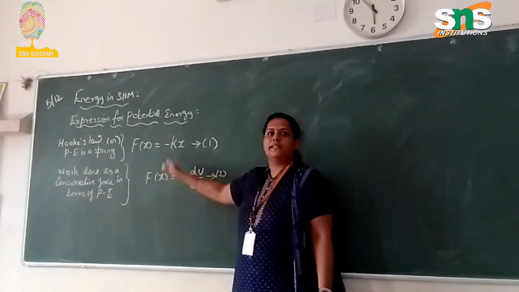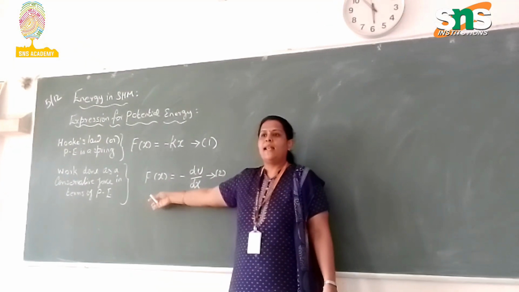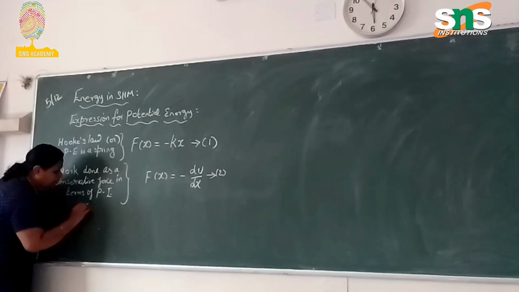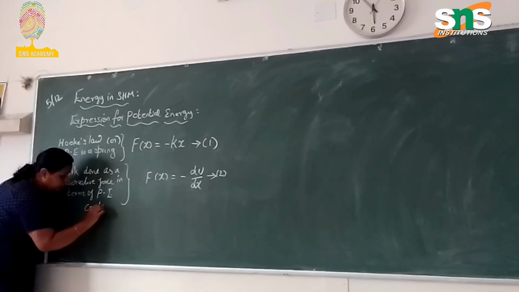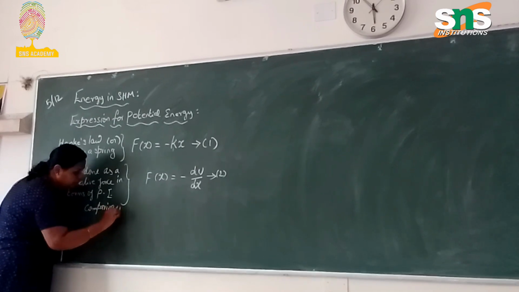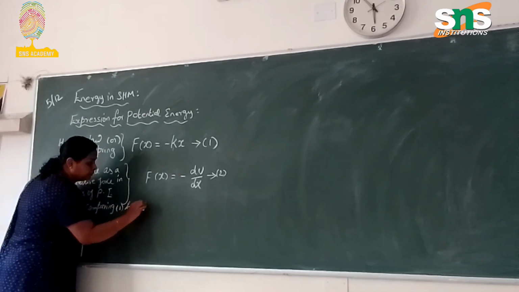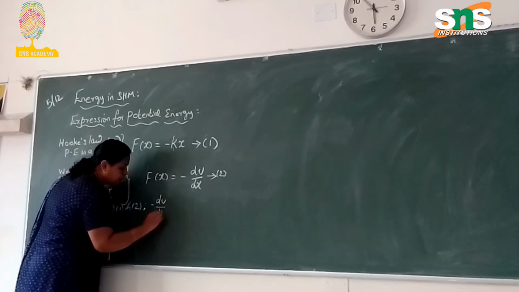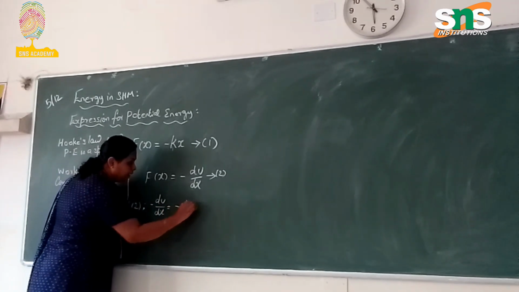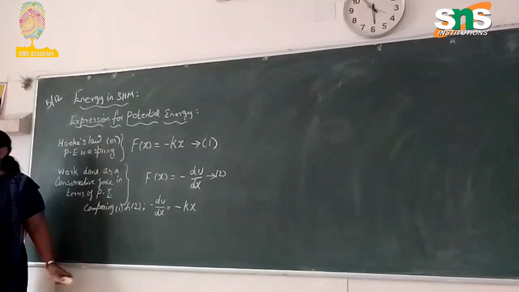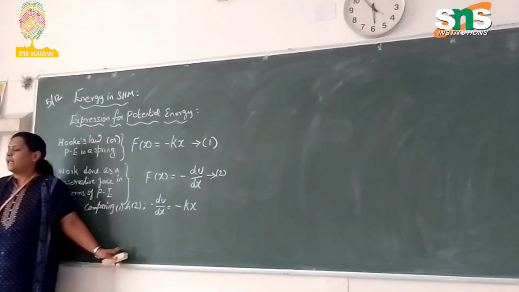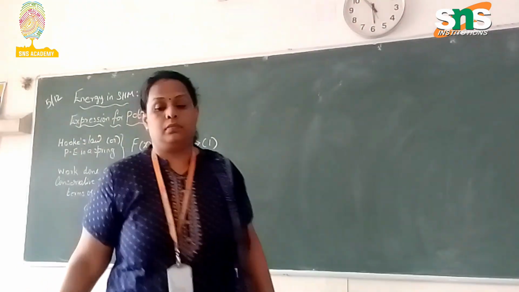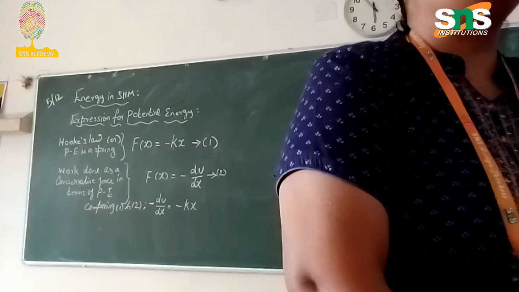Can we compare both these equations 1 and 2 since the LHS is the same? Yes. So next, comparing 1 and 2, how can I write? Minus du by dx equal to minus kx. Can I write like this, since the LHS is the same? Can I cancel the minus sign?